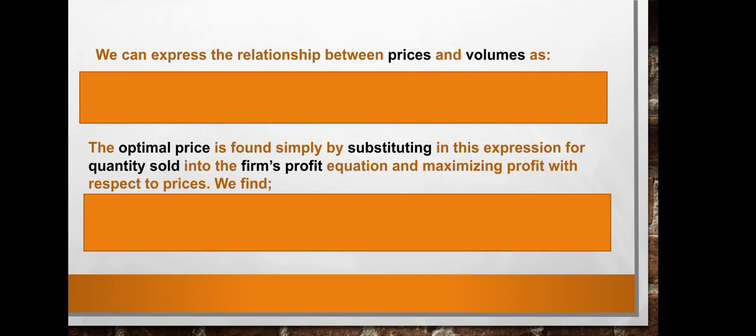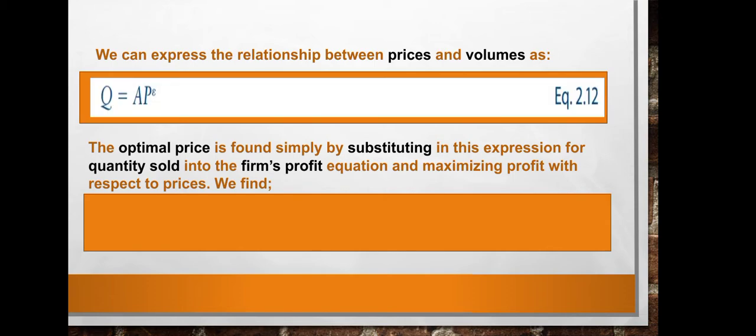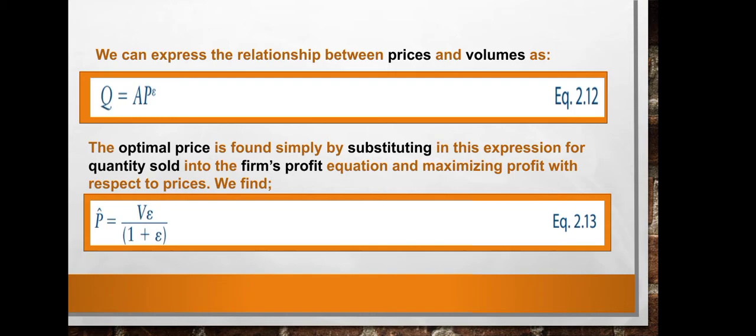We can express the relationship between prices and volume through this expression. The optimal price is found simply by substituting in this expression for quantity sold into the firm's profit equation and maximizing profit with respect to the price, and we will find this expression.